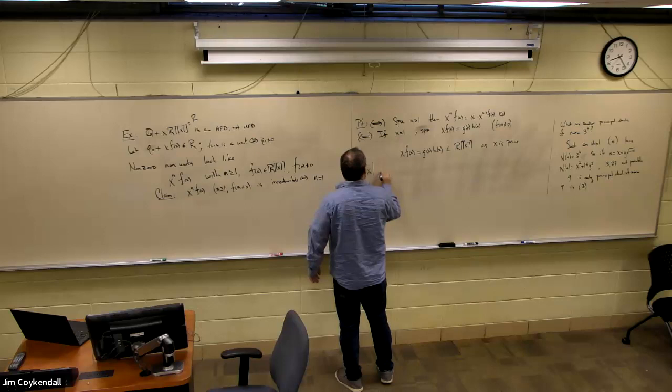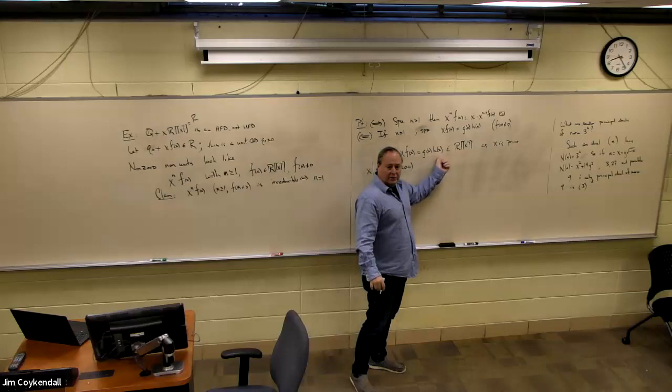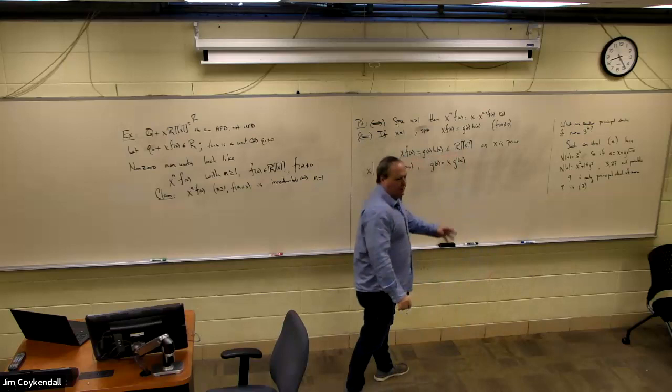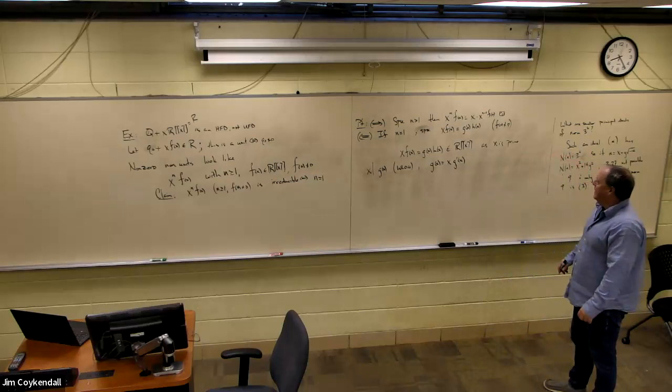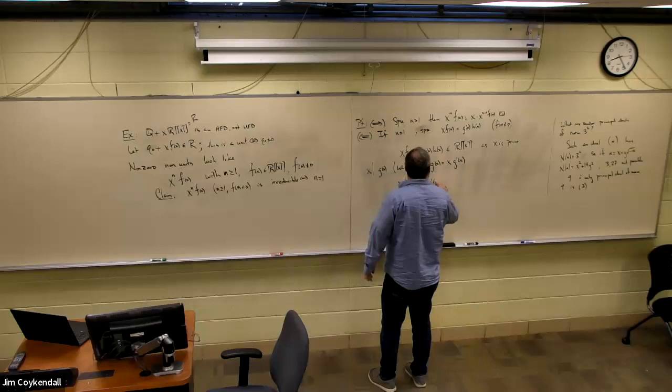X divides g(x), without loss of generality. Because, I mean, this is, after all, a PID, and so x must divide one of these two, so we'll say it divides g(x). So g(x) is equal to x g'(x), and not the derivative. And so what do we have here? Well, now we have f(x) equals x g'(x) h(x).